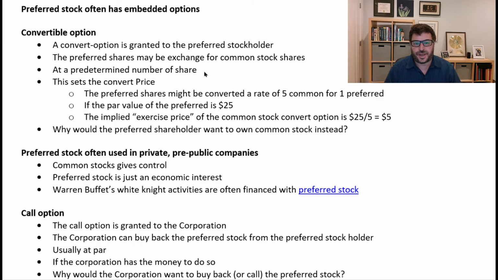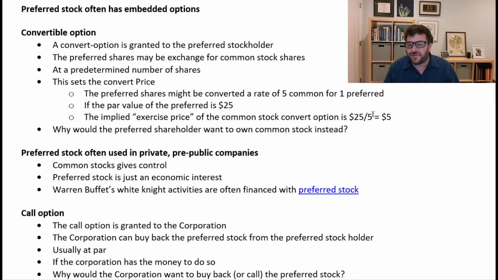The preferred shares, again, can be exchanged for common shares at a predetermined number of shares. And this is what sets the convert price. So for example, if the preferred shares can be converted at a rate of 5 common for 1 preferred, if the par value of the preferred is $25, then the implied exercise price, the price you're effectively paying for the common stock, is where you're giving up something that's worth 25 to receive 5 of something that's worth, well, $5 a piece. So why would a preferred shareholder want to own common stock instead of the preferred stock?